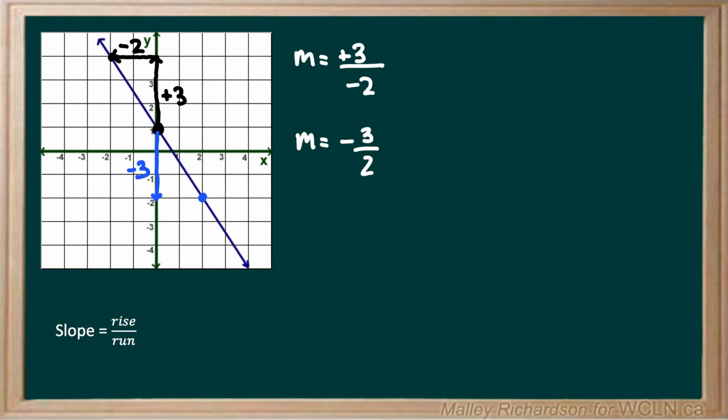And then our run is to the right once and twice. But because we're moving to the right, that's going to be positive 2. So again, using our formula, we have m equals our rise, which was negative 3, over our run, which was positive 2. So we get our slope to be negative 3 over 2, which is the same answer in both cases.